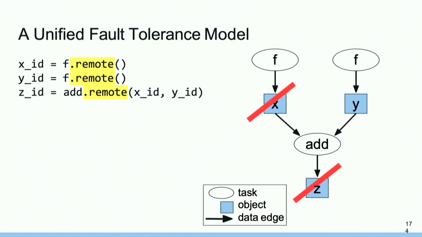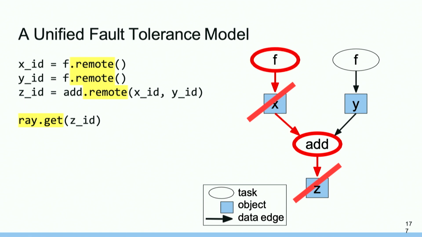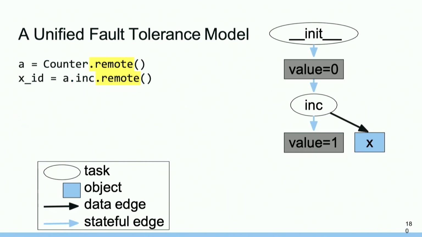And then say that a node goes down, and we lose the results x and z. Then what the system does, it goes through the computation graph. It figures out that it needs to rerun add in order to get back z, and it needs to rerun f in order to get back x. F has no dependencies, so therefore we can immediately execute it. And then after x becomes available, we can rerun add, and then we can return z to the user.